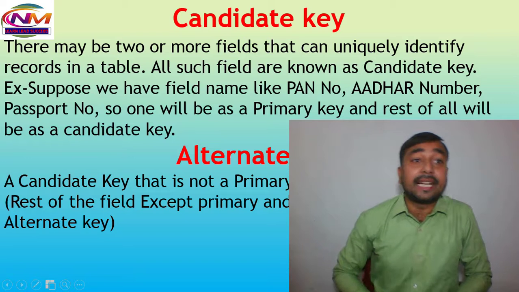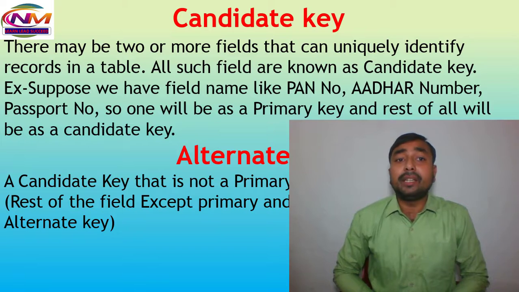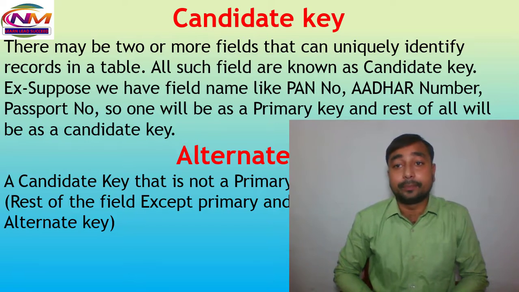Now the next topic is candidate key. We know that only one field is not able to store the unique value. There may be two or more fields which are able to hold a unique value. So all those fields which are able to hold the unique value, but we have not selected them as a primary key, those fields are known as candidate keys.